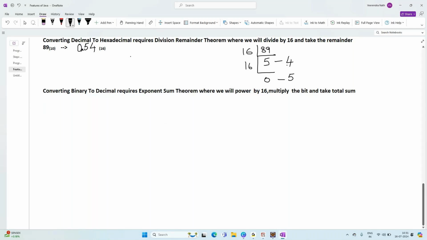16 5s are 80. 80, yeah. So 80 means how much is remaining? 9, no? Okay, so 5 and 9. Okay, that's it. So here also you put it as 9. Okay, right. So now again same thing. Now don't take this into consideration. Only two are enough. So 5 and 9. So this is 0, 1. Now converting.